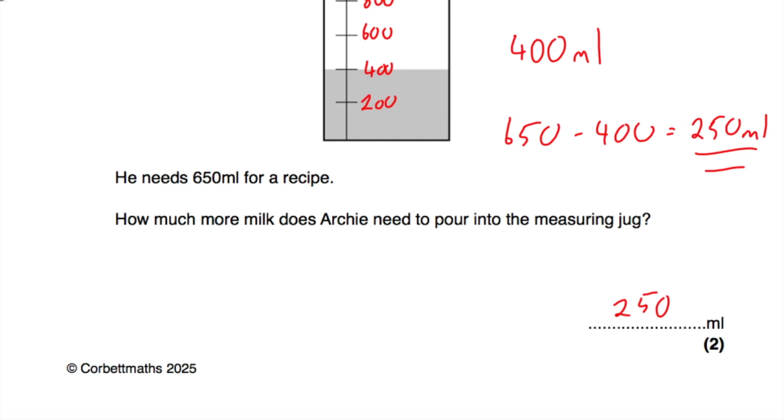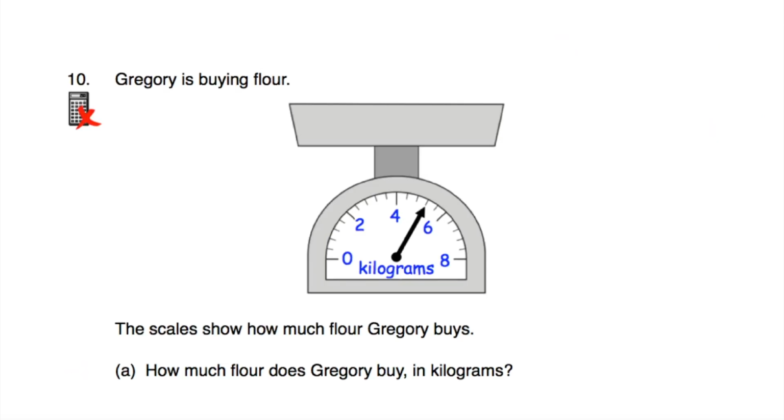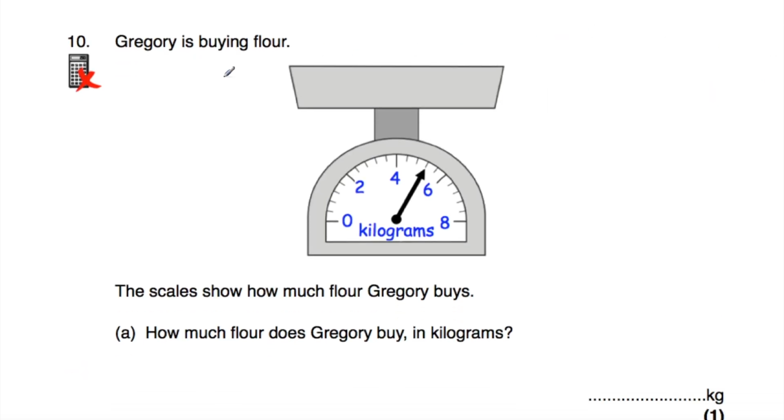Okay, let's look at our next question. Okay, so question number 10. Question number 10 says that Gregory is buying flour, and the scales show how much flour Gregory buys. So this measurement here is how much flour Gregory buys. So let's figure out what this is. So we've got 0, and then we've got 2 kilograms, 4 kilograms, 6 kilograms, and 8 kilograms. So it's in between 4 and 6 kilograms. Well, let's work out what this number would be.